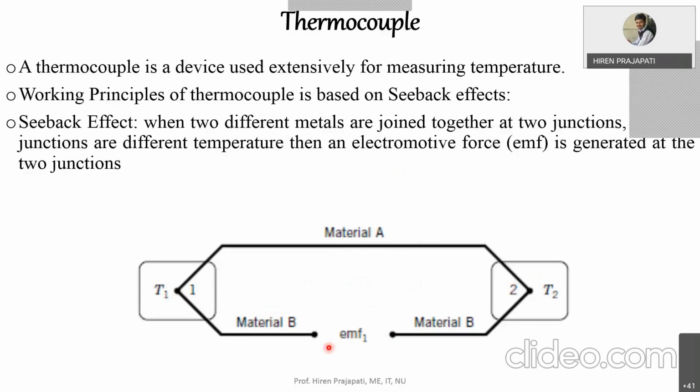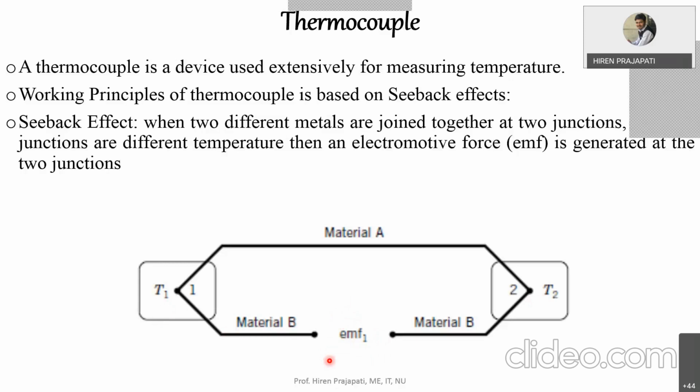So this is the basic principle of a thermocouple. You require two wires of different materials, and if you keep the junctions of those wires at two different temperatures, then EMF will be generated. Now we need to measure temperature in terms of EMF. So initial calibration is required: for a given temperature difference T2 minus T1, how much EMF is generated. So that calibration chart, or calibration table, is required.